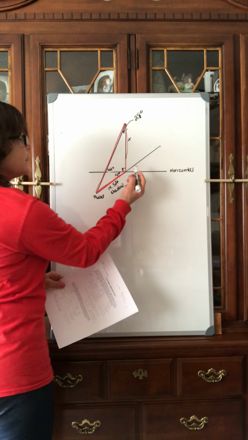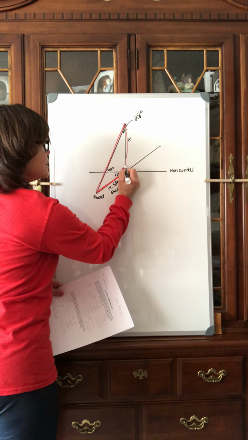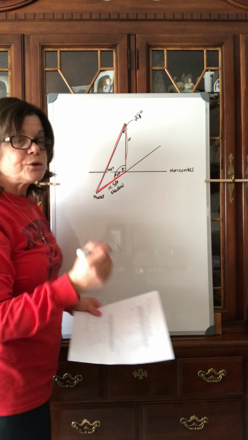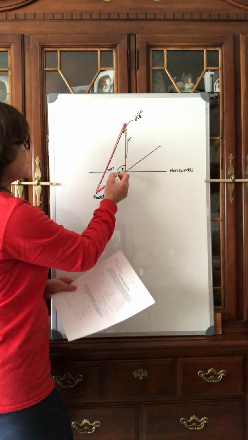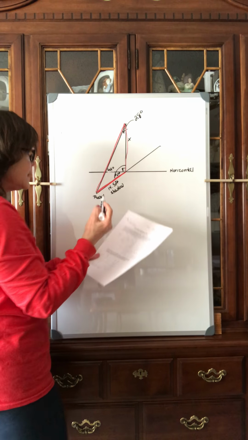We have this entire angle is 100 degrees. This angle up here is 28 degrees. 180 degrees in a triangle, minus 100, minus 28. The number of degrees in this angle down here is 52 degrees. So we have to find the height of the telephone pole.